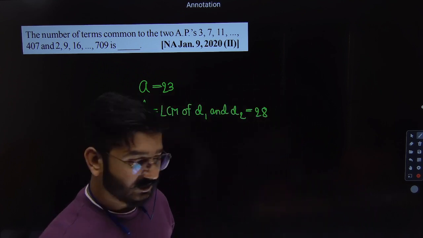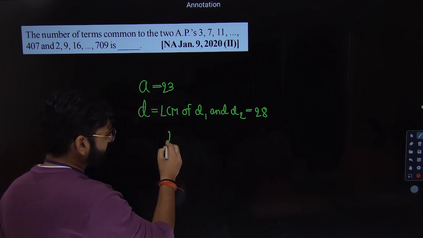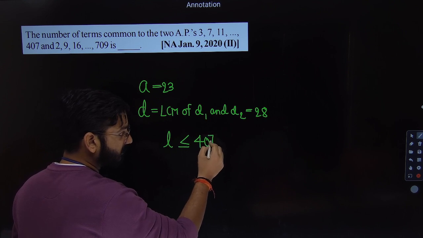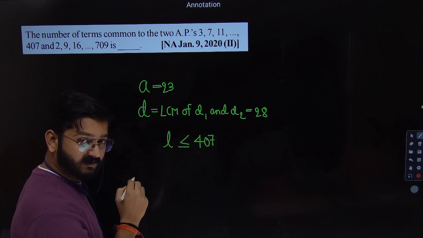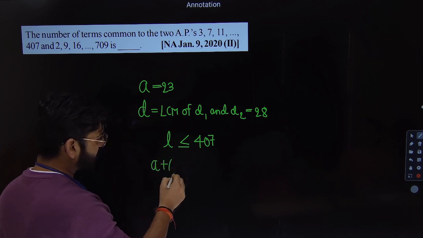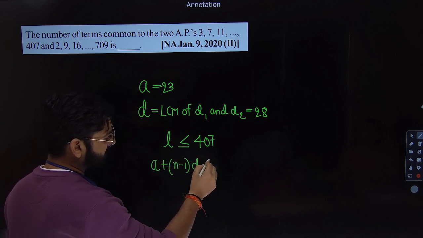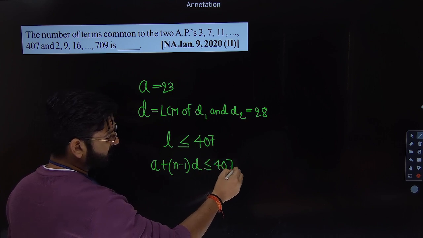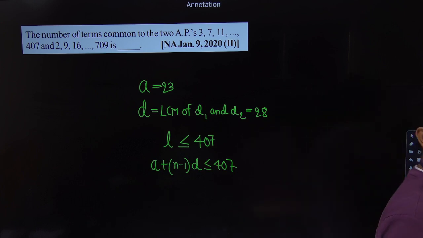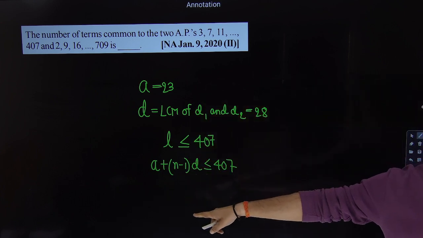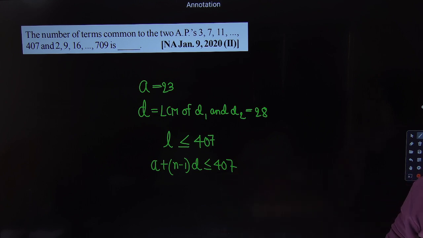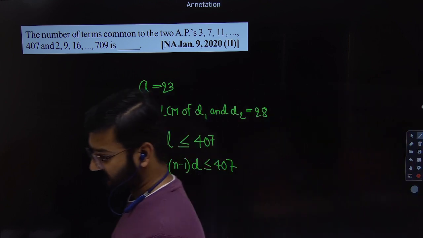It's common sense again. So what I will tell, the last term should be less than or equal to 407. What is the formula for last term? Same as the nth term. So A plus n minus 1 into D. What is the only unknown in this? Question is solved. You can solve this question if your fundas are clear within 45 seconds, but you should know how to solve it because it will take only 5 steps. Solve it quickly.